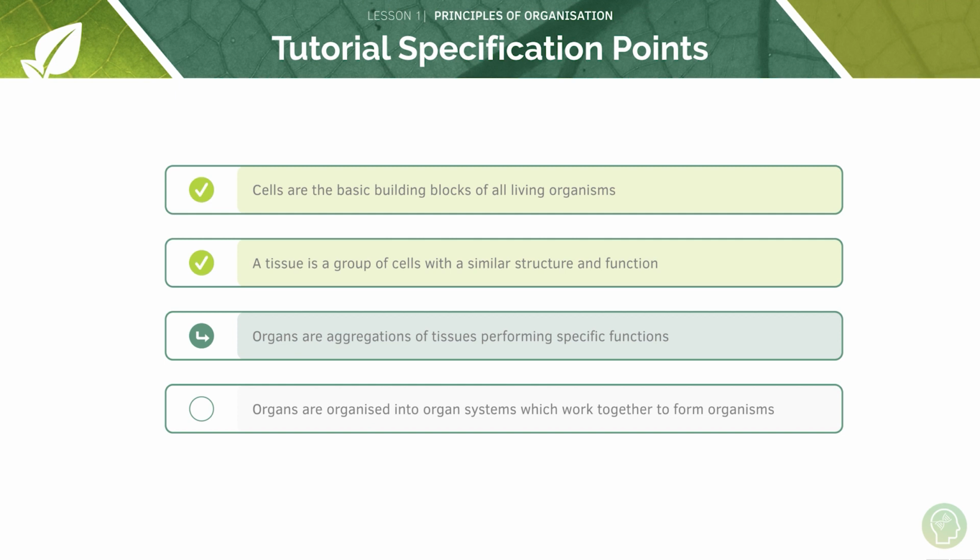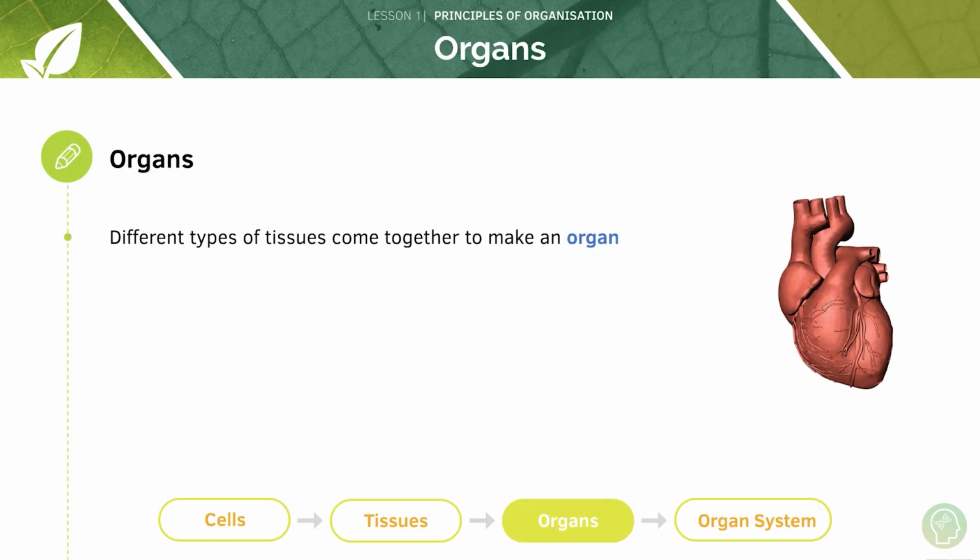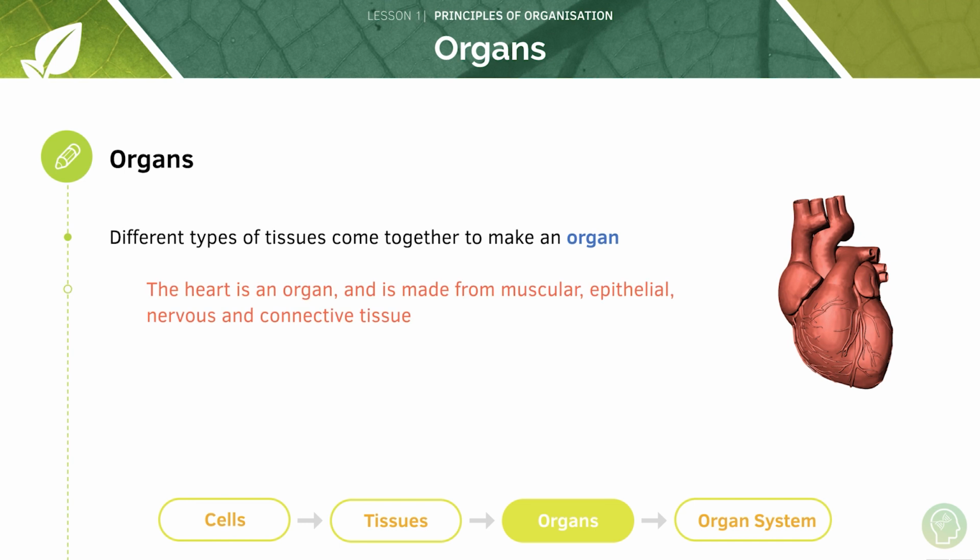So now let's take a look at organs. Different types of tissues come together to make an organ. So the heart is an example of an organ, and it's made from varying different types of tissue. On the last few slides, we had a look at cardiac cells forming cardiac tissue. So that would refer to the muscular unit of the heart. But there's also the epithelial tissues that come together, and the nervous tissues and the connective tissues. So collectively, all these different types of tissue come together to form the organ. So that's your key definition here. Different types of tissues come together to make an organ.